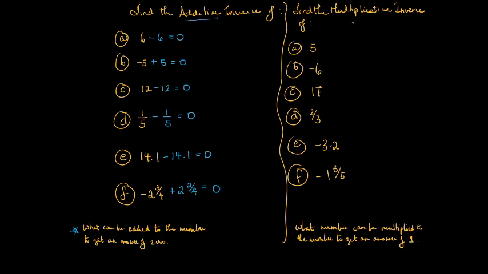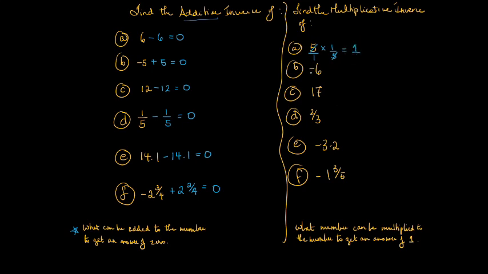But what about the multiplicative inverse? So what number can be multiplied to the number to get an answer of 1? So whatever number you have here, what can be multiplied? Well, we could multiply 5 by 1 over 5. And remember, a whole number can be placed over 1. Once we cancel out the 5s, we get back 1.